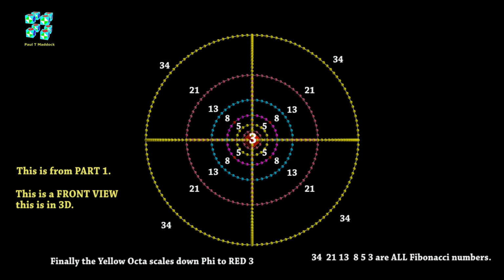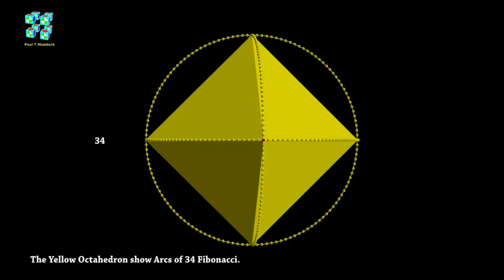Now what I showed in front is the front view, but actually it's 3-dimensional. So what I'm going to do now is show you some animations of rotating this in 3 dimensions, so you can see how it's concentric from one center point. Okay, we'll start with the size 34 octahedron.